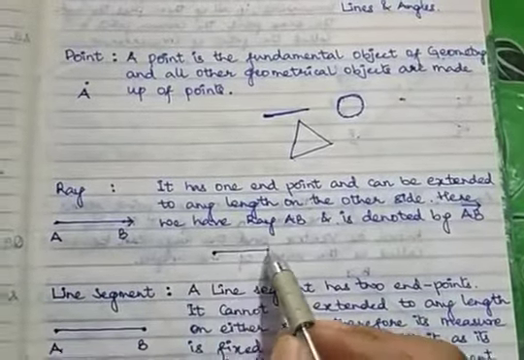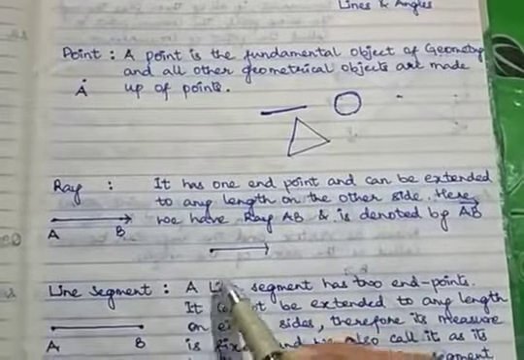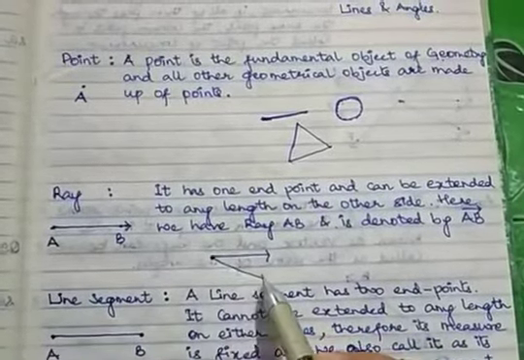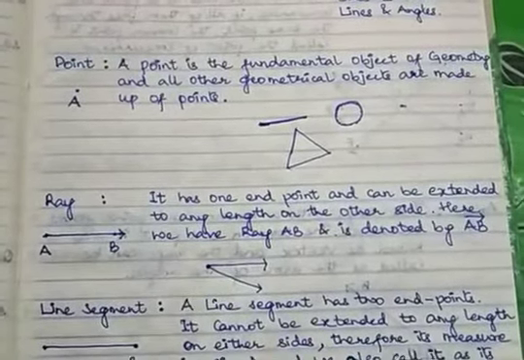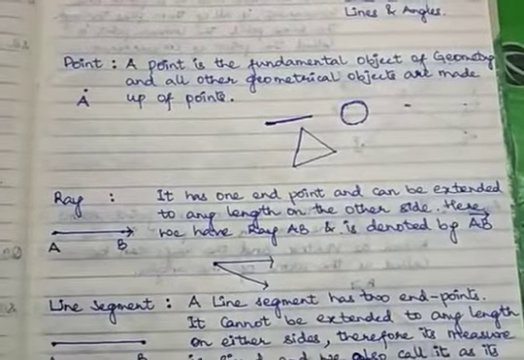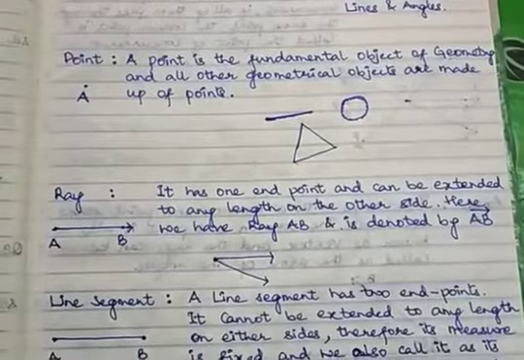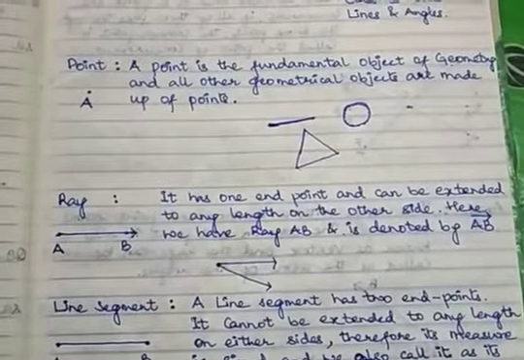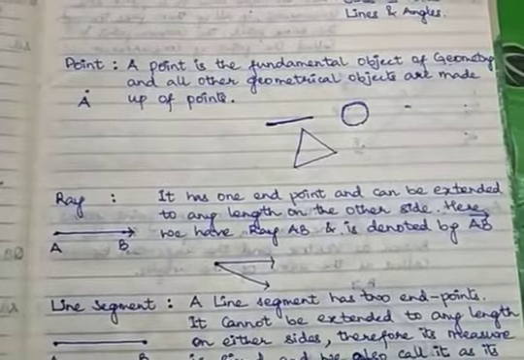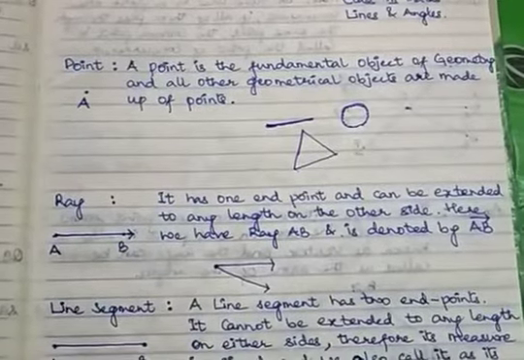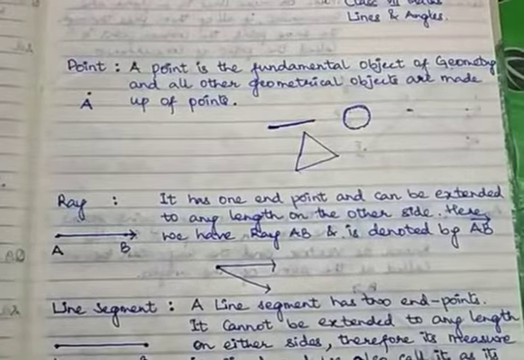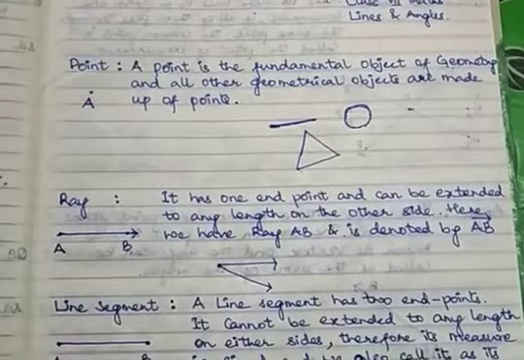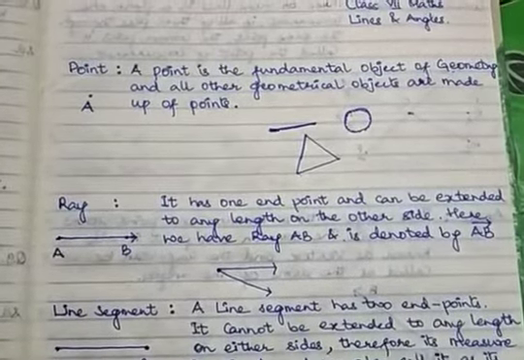So that is why, see, it's a ray and it can be extended to any length on the other side. For example, the distance between the sun and me, the place where I'm sitting and explaining the topic to you through this video, and the place where you are sitting, that's different, isn't it?